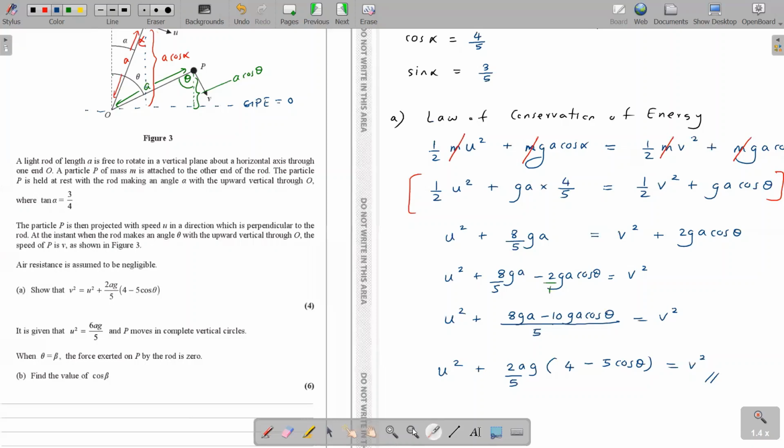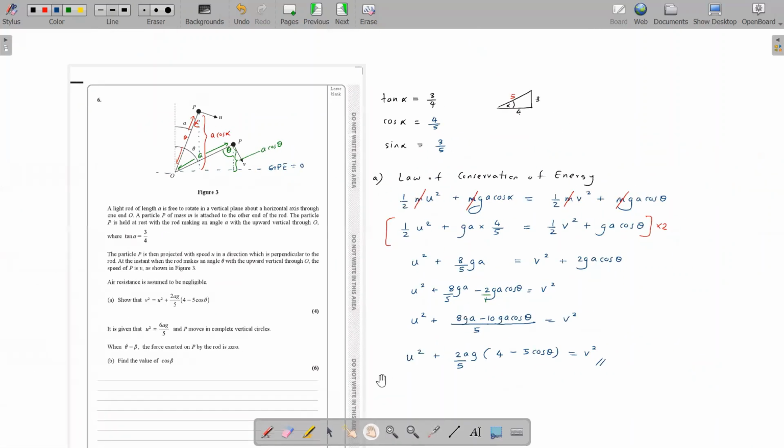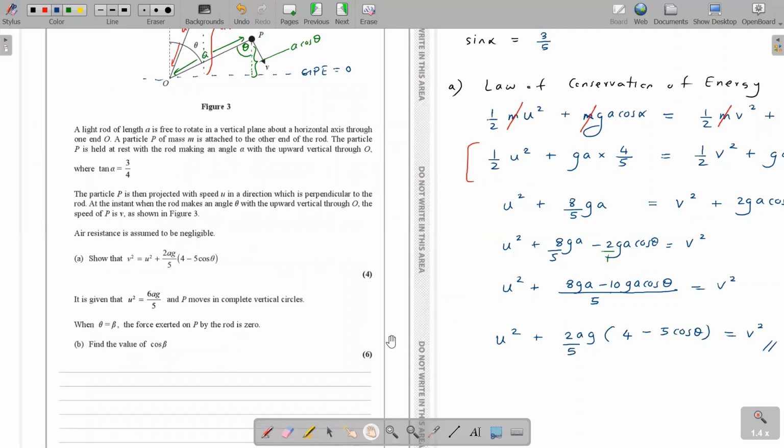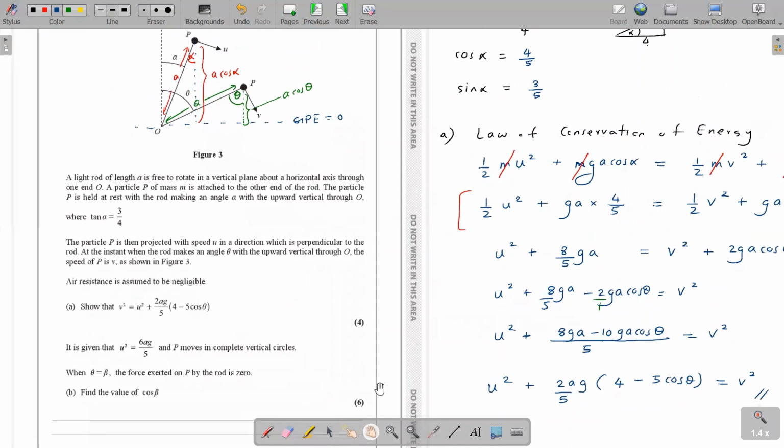Okay, then we'll move to the next part. They have told you it is given that u square equals 6AG over 5, and P moves in complete vertical circles. Complete vertical circles means it is capable of coming back to the top again and passing, right? When theta equals beta, the force exerted on P by the rod is 0. Find the value of cos beta.